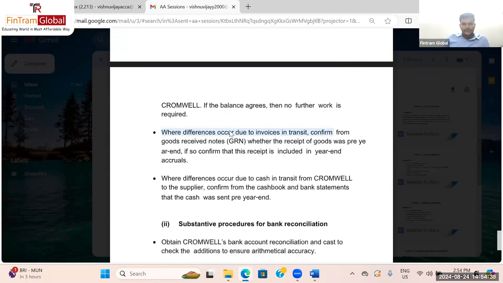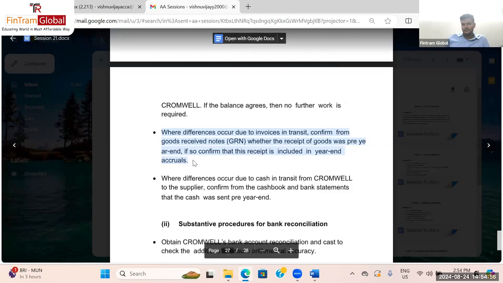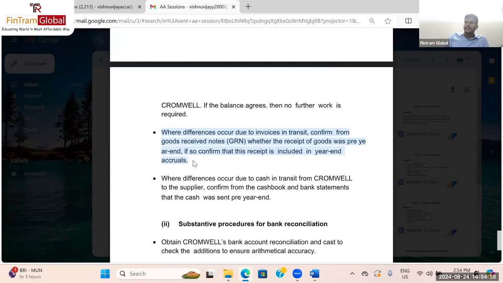So where differences occur due to invoice in transit, confirm from the goods received notes whether the receipt of goods was pre-year-end. If so, confirm that this receipt is included in the year-end accruals. If we have received the goods, then effectively we should be recording it. So has it been recorded? That's basically what we're trying to do here. And the same for cash in transit as well.